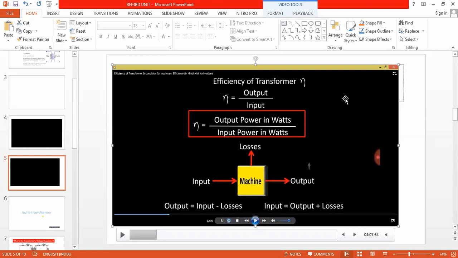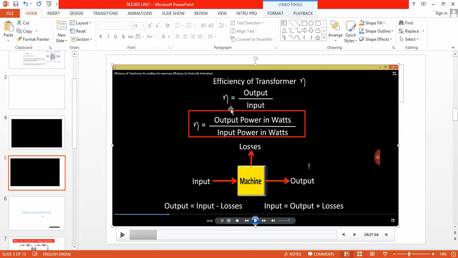Anyone, what is the EMF equation of a transformer? E is equal to 4.44 f phi N. Okay, right. Now efficiency you have to remember. Why do you have to study efficiency? Efficiency explains the performance of the transformer, how much power it is transferring and what the different losses are. So what is the formula for efficiency? This symbol is eta. It looks like N. The symbol is eta.